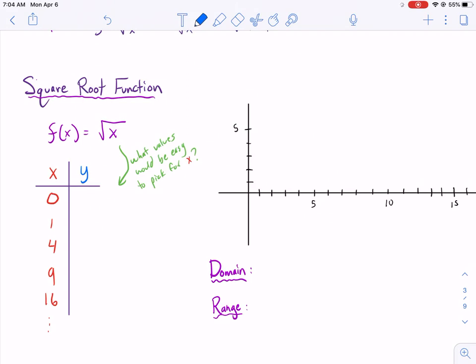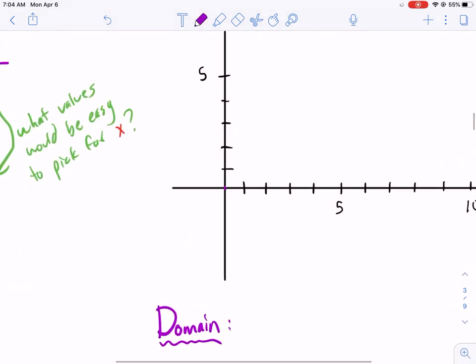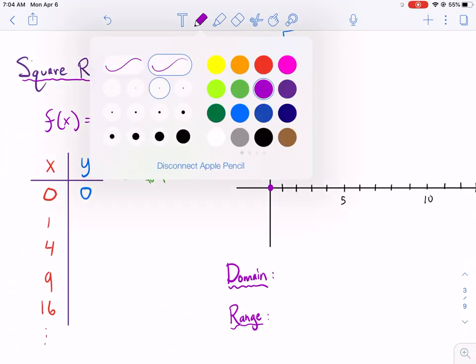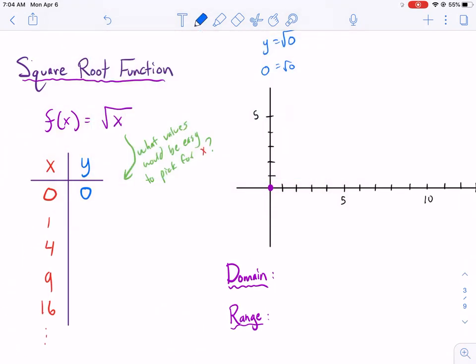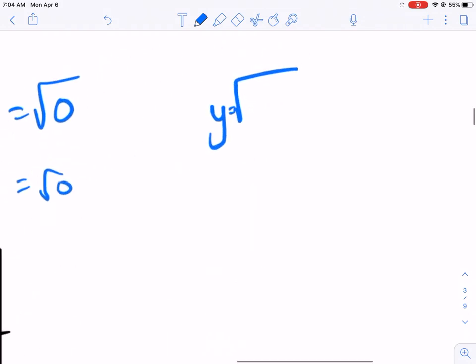So the first one, we have y equals, or f of x equals, the square root of 0. So in this case, we'd have y equals 0. So there's our first point. Let's go ahead and plot it. 0, 0. Okay, now we have 1. So let's go ahead and take the square root of 1. So y equals the square root.